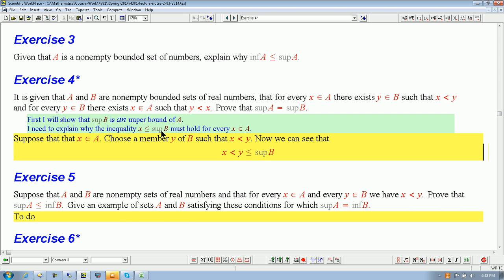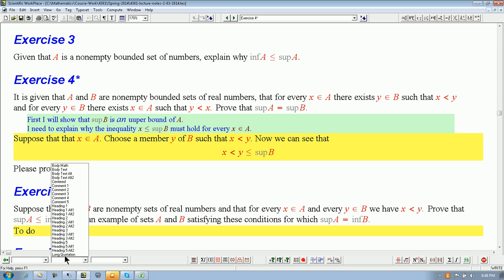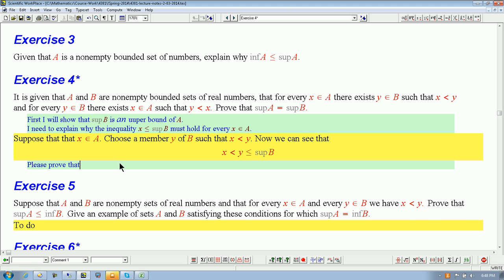Now, please prove that, wait a minute. I'm going back to this field. Please prove that sup A is an upper bound of B. The proof is pretty much identical. You just interchange the A's and the B's. It's the same piece of mathematics. Okay? I ain't writing it. Okay? But you do it.